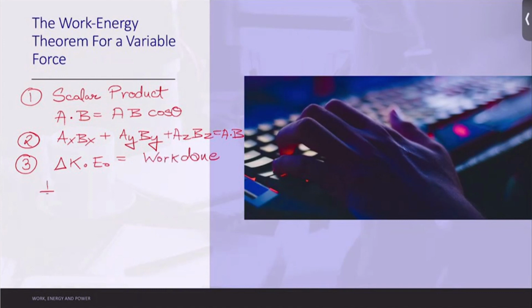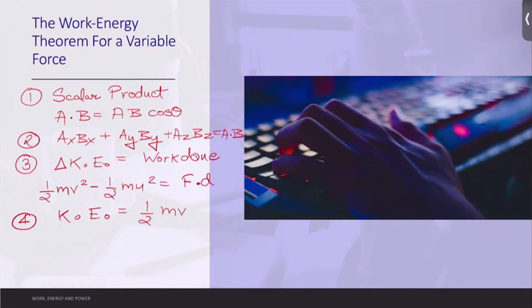Then we understood the kinetic energy theorem, that is, change in kinetic energy is nothing but equal to work done, or we can write it as half mv square minus half mu square is equal to F dot D. Correct? Next thing we got was kinetic energy. Kinetic energy is nothing but equal to half m v dot v, which is written as half m v square.